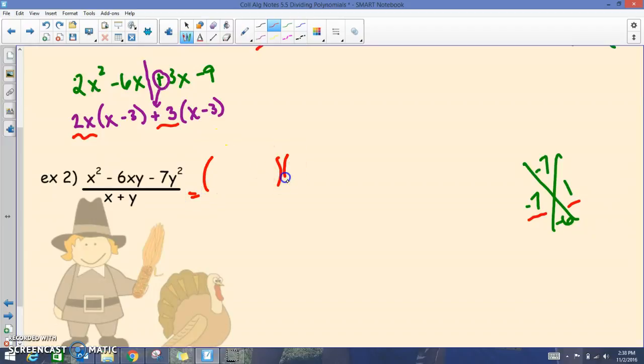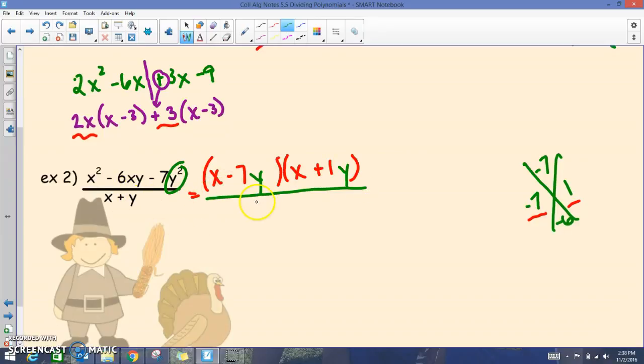So we know it'll break into two sets of parentheses. I have my x minus 7 and an x plus 1. Now notice I have this little y squared here. We're going to break it apart the same way we did the x squared. So the y squared will break apart into a y and a y. So it factors into x minus 7y and x plus y.